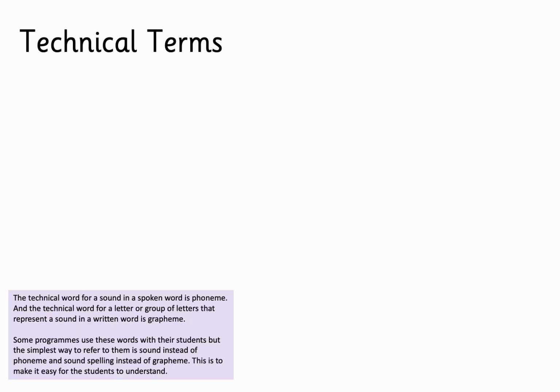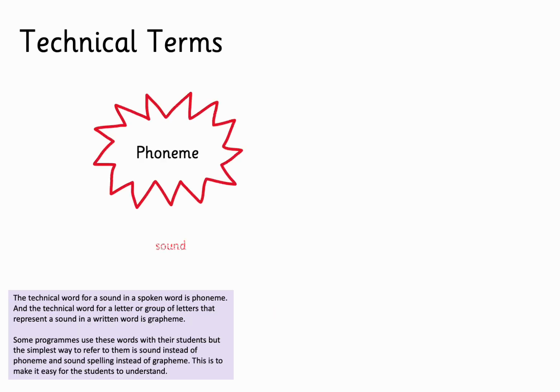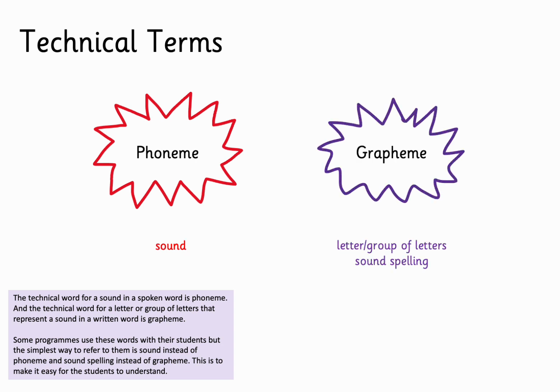So the technical word for a sound in a spoken word is phoneme, and the technical word for a letter or group of letters that represent a sound in a written word is a grapheme. Some programs use these words with their students, but the simplest way to refer to them is sound instead of phoneme and sound spelling instead of grapheme. This is to make it easier for the students to understand.